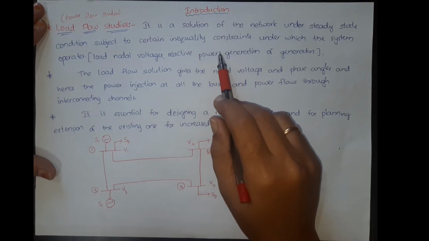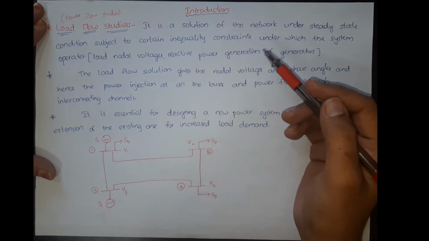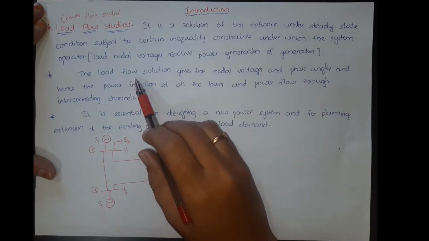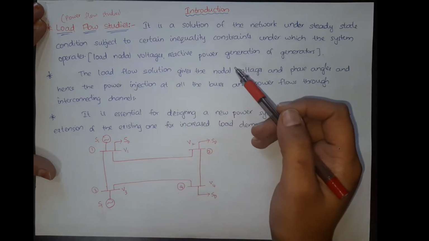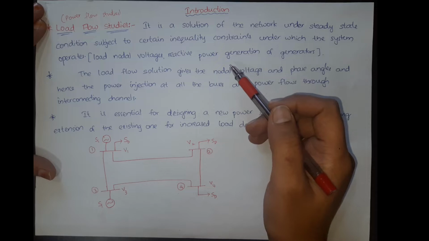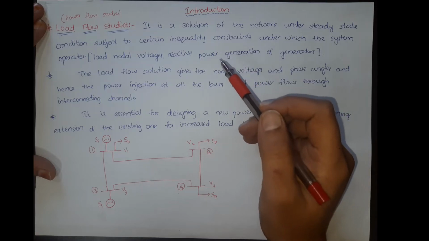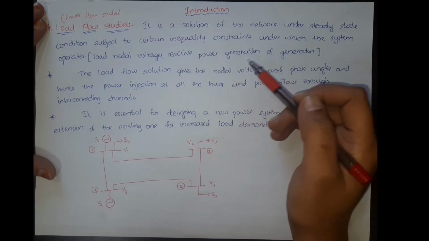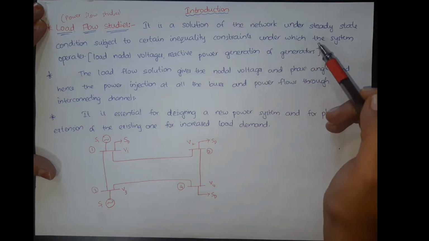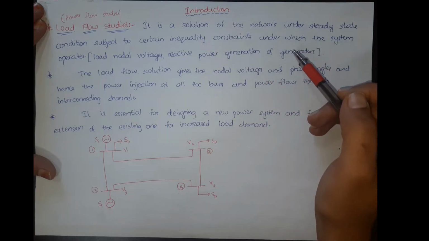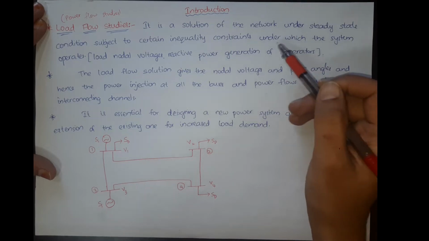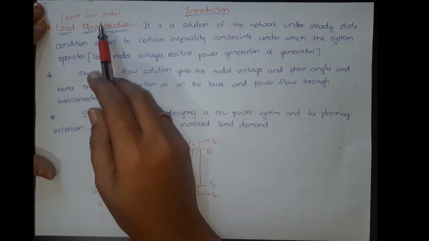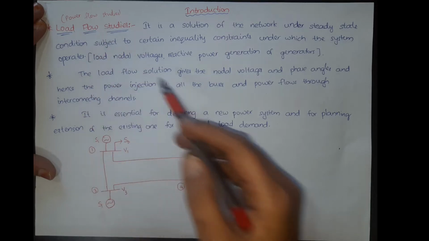What are those constraints? We might not know the node voltage at each node of the bus, the reactive power generation of each generator, or the load angle at which the load is absorbing or injecting reactive power. These all might be the constraints at which a particular system is working. If we are able to find a solution for such a network under steady state, that is our load flow solution or power flow solution, and that study is the load flow study or power flow study.